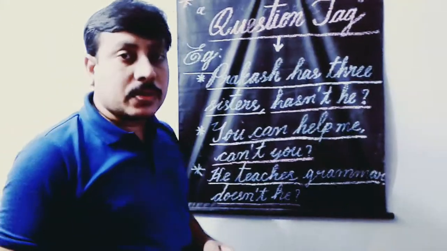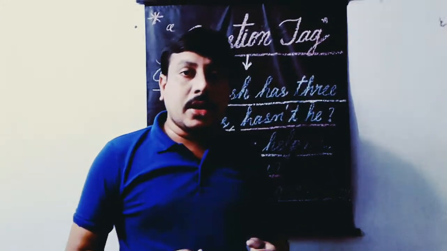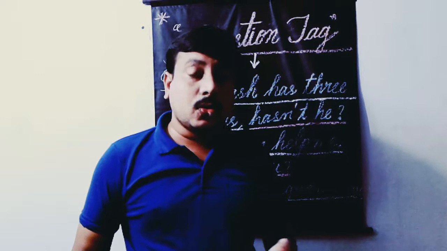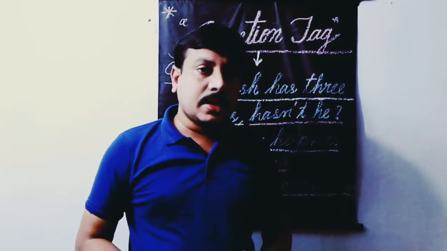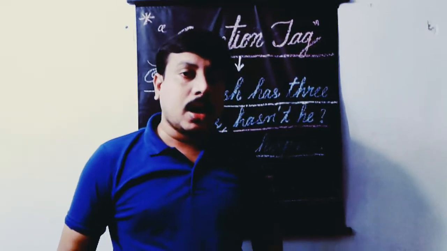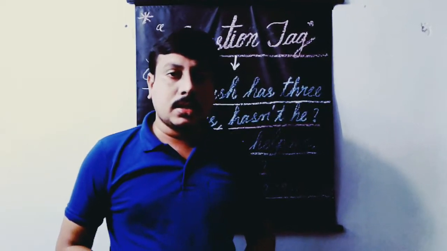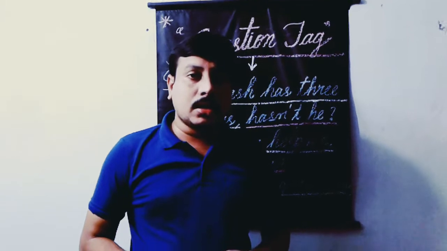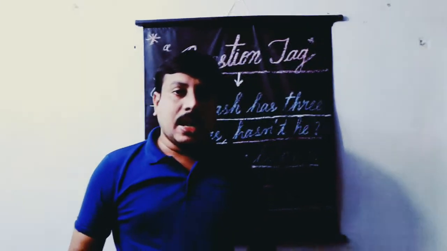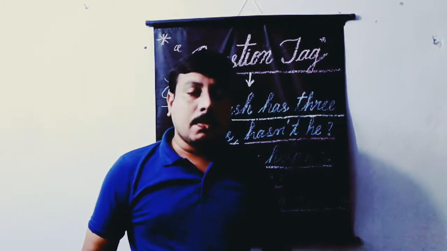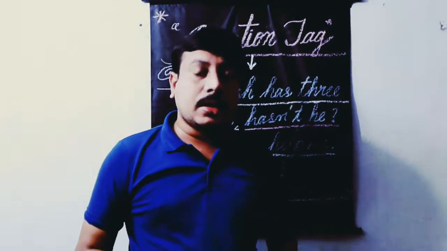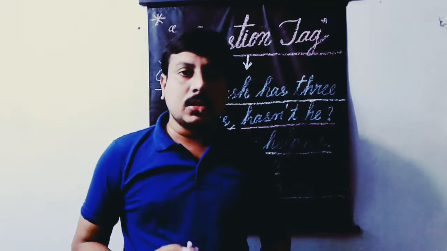Anomalous finite verbs are nothing but irregular finite verbs. There are 24 auxiliary verbs in the English language, such as primary auxiliaries and modal auxiliaries. Primary auxiliaries are 11 in number and modal auxiliaries are 13 in number. 11 plus 13 is equal to 24 helping verbs in the English language.